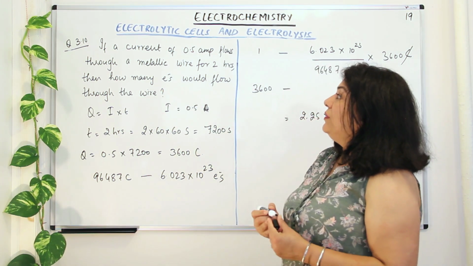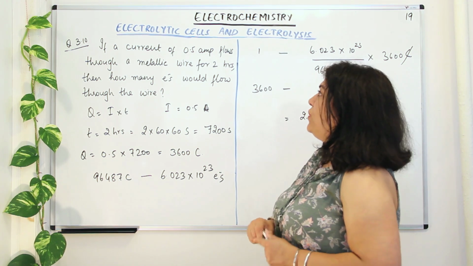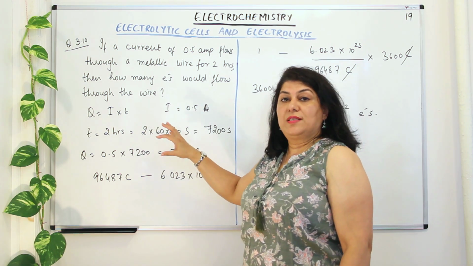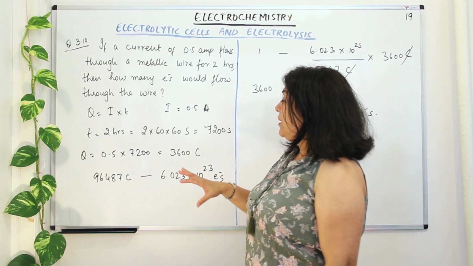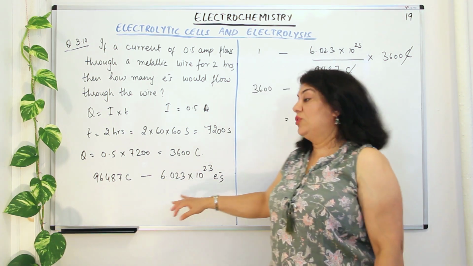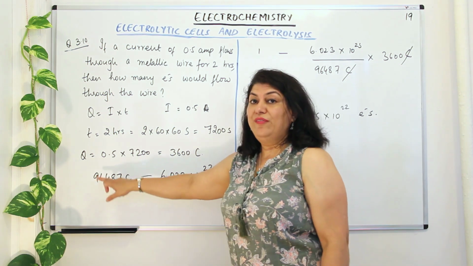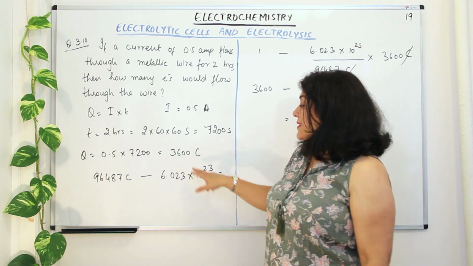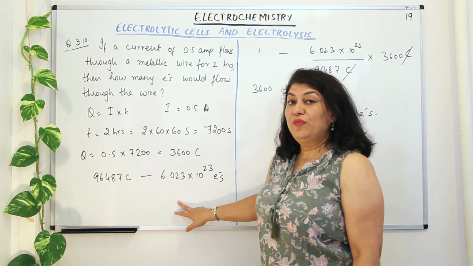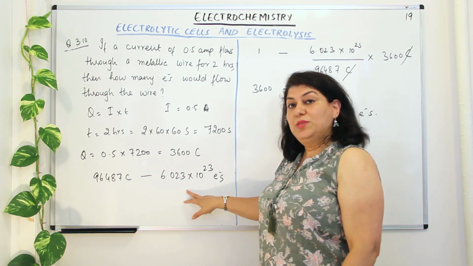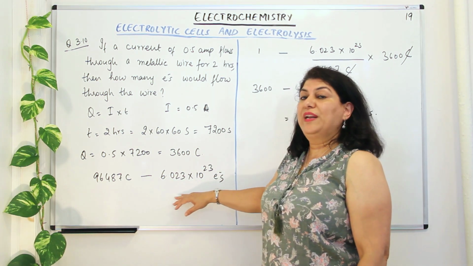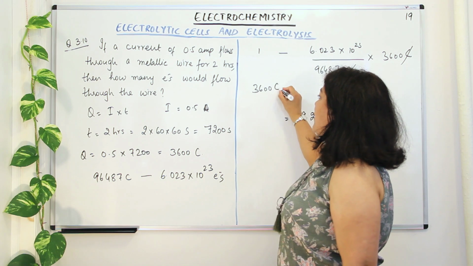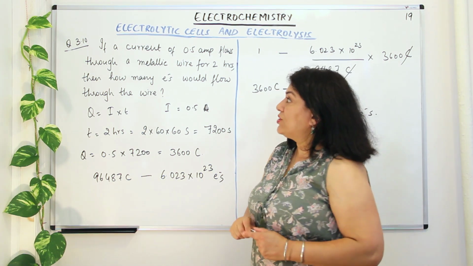So what did we do here? The current of 0.5 amperes flowed through a metallic wire for 2 hours. We calculated the amount of current that was passed in coulombs. Then we know that the number of electrons that have this much of charge, 1 Faraday of charge, which is equal to 96487 coulombs, is 1 mole, that is 6.023 into 10 to the power 23 is the number of electrons. So if this is the charge of these many electrons, what will be the number of electrons for 3600 coulombs? So for that you will use unitary method and find it out, right? So this was question 3.10.